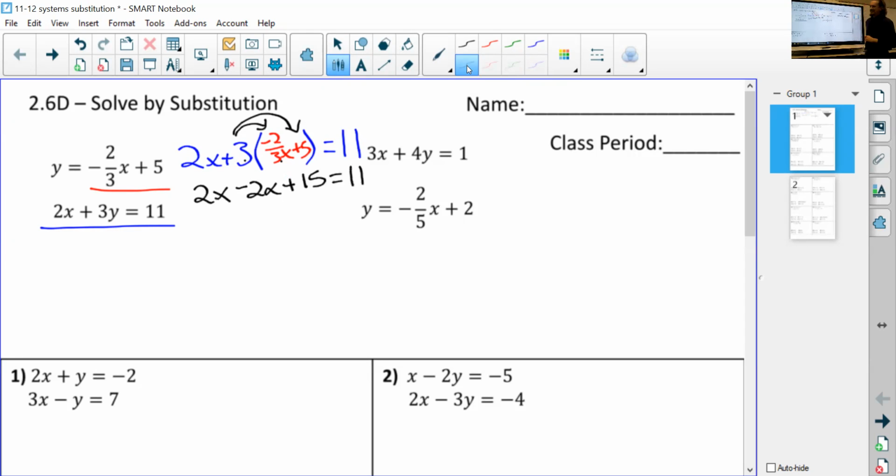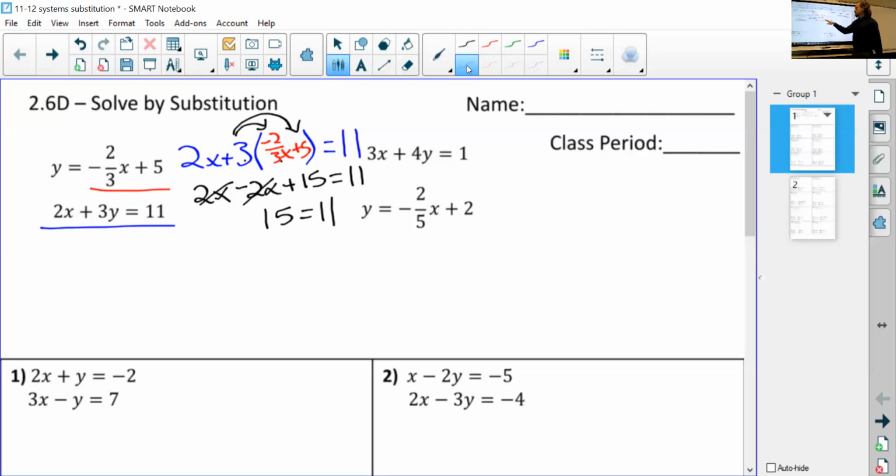Okay. And then we run into a situation we didn't see yesterday, which is if we have 2x minus 2x, those cancel each other out. So all we're going to be left with is 15 equals 11. So if all the variables are gone, one of two things is true. It's either no solution or infinite solutions. And that's based on the resulting equation.